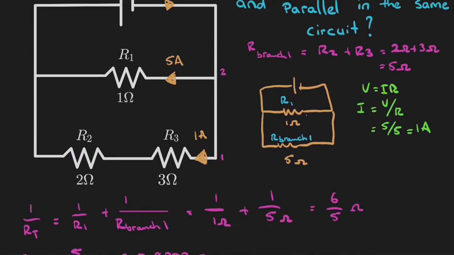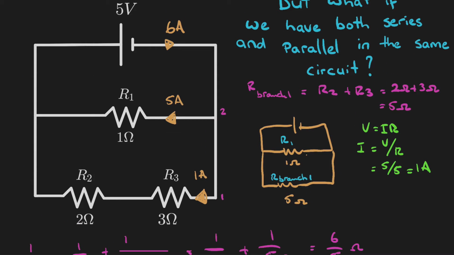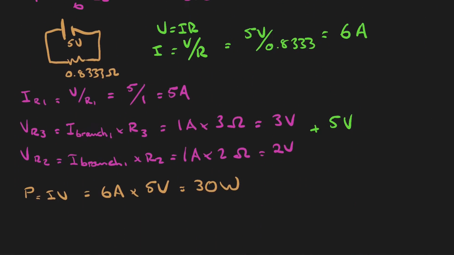Now I can leave it for you guys as an exercise to calculate what the power in this resistance is, and the power in this resistance, and the power in this resistance, or the power in the equivalent resistance for this circuit. I'll leave that for an exercise for you guys. Just remember, you can use P equals IV, or P equals I squared R.